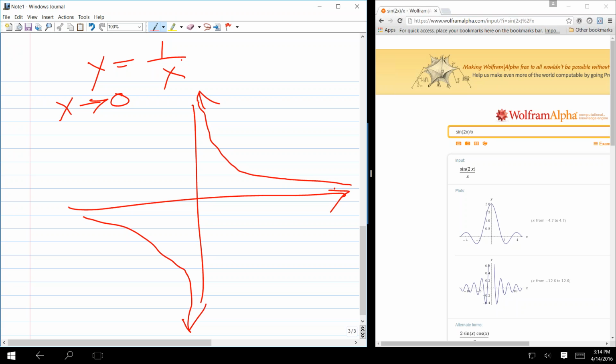So the limit of this function as x approaches 0 would not exist. Now, just for the heck of it, I'm going to show you an interesting thing here. If I plot 1 over x squared, I get this. As x approaches 0 from the left, positive infinity, as x approaches 0 from the right, positive infinity. So does the limit exist as x approaches 0? Yes, it does exist.